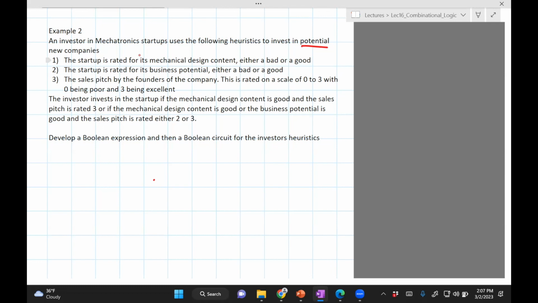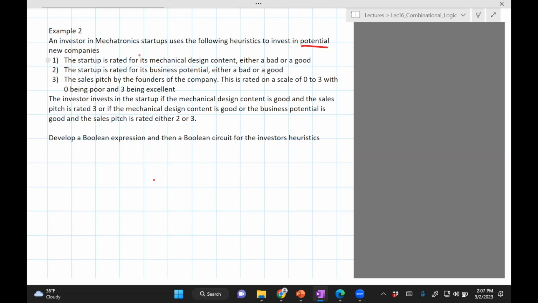The startup is rated for its business potential. It can generate revenue or not. Again, there are two ratings, either good or bad, 0 or 1. The sales pitch by the founders of the company is rated on a scale of 0 to 3, with 0 being poor and 3 being excellent. So those are the metrics. Think of that like a questionnaire which the investor fills up. Once he has filled it up, he needs to make a decision whether he or she will invest in the company or not.